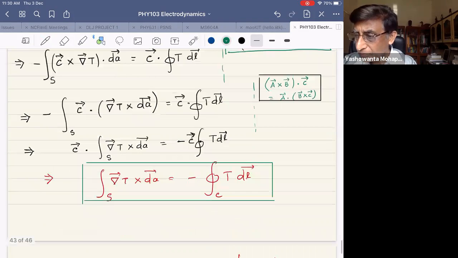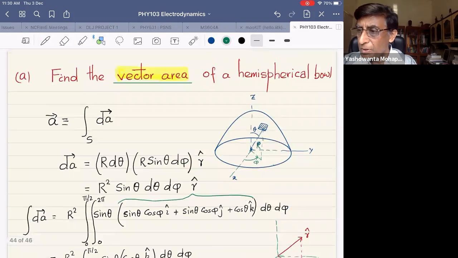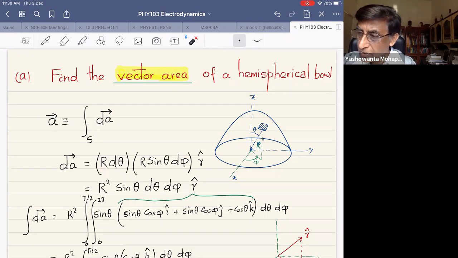Let's go ahead. The first part of the problem is to find the vector area of the hemispherical bowl. What is already known is the definition, so I'll write down my dA. dA will, of course, be over the surface, so R is a constant. So R dθ is in this direction, and R sinθ dφ is in the φ direction. And of course, it is perpendicular to the surface, along r hat, right?